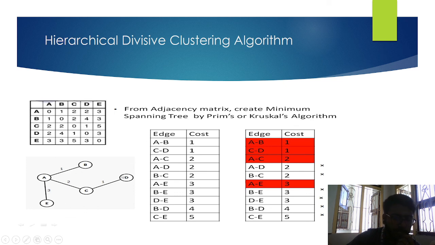We form the minimum spanning tree from the edge costs. In this table you can see the edges, A, B and so on, and the cost between those edges. From this table we create this minimum spanning tree, and then we continue like that.